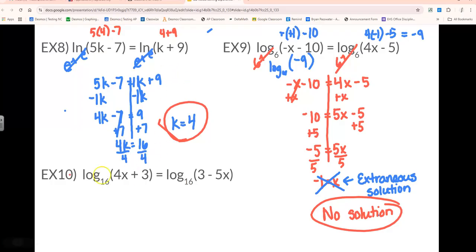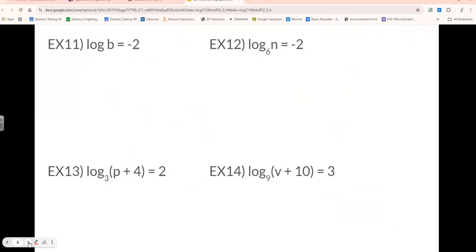Okay, I'm going to skip 10 because I think we're pretty good here. You would just drop the logs and solve there. Let's go over here to these. For 11, I've got log b equals negative 2. Now that log, I'm trying to solve for b. I need to get that b right there by itself.